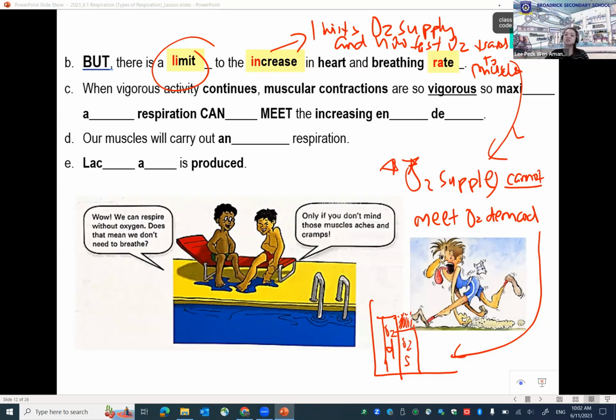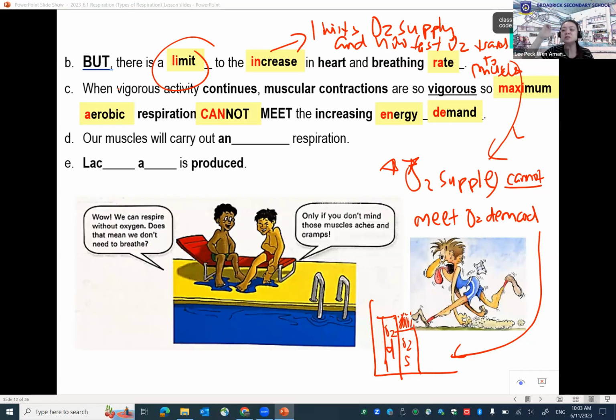So let's say this vigorous muscular activity were to continue, I'm in trouble because my muscular contractions are so vigorous and so intense that I will never be able to have maximum aerobic respiration. And since my maximum aerobic respiration has been achieved, it will not be able to meet this demand of energy that I need. So what this means is that the oxygen supply is not enough for the oxygen that your body requires. So there is a shortage.